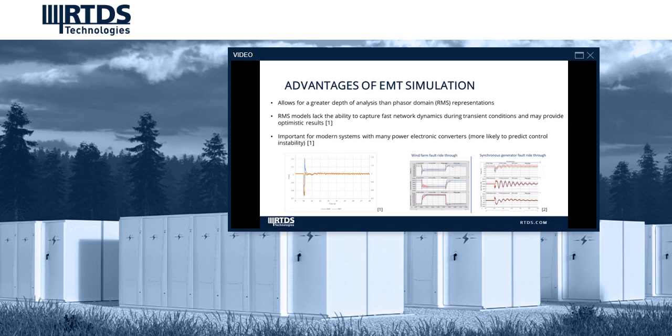RMS simulation lacks the ability to represent low-level controls of inverter-based systems and to capture subcycle phenomena associated with transients. So we've seen increasing evidence that for systems with a high penetration of converter-based generation, phasor simulation provides results that are too optimistic. EMT simulation will be increasingly necessary for system studies as it provides more realistic results and it's more likely to reliably predict things like control instability.